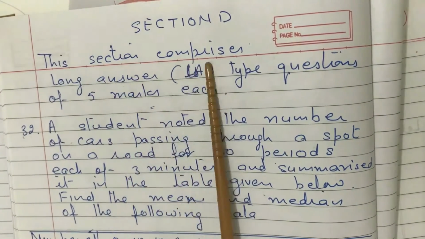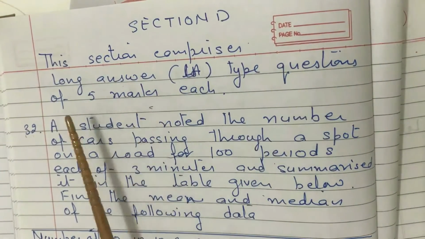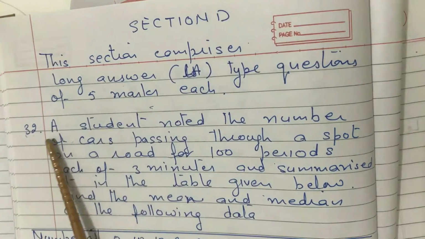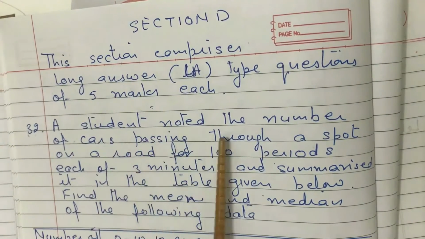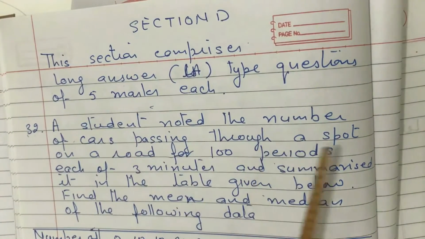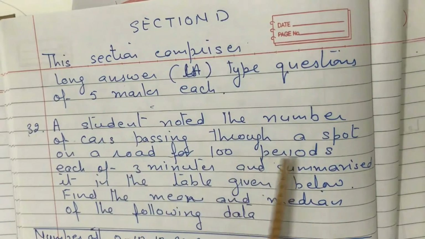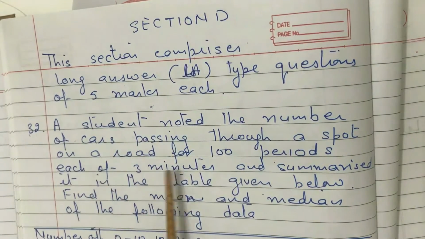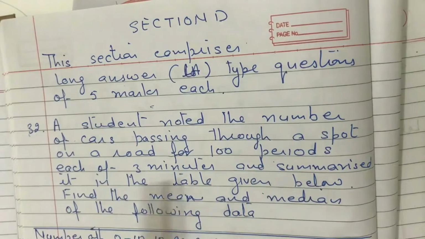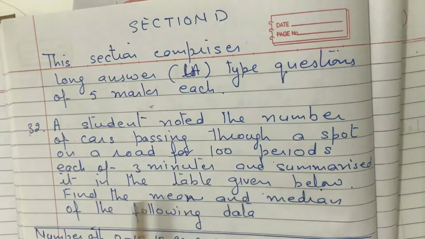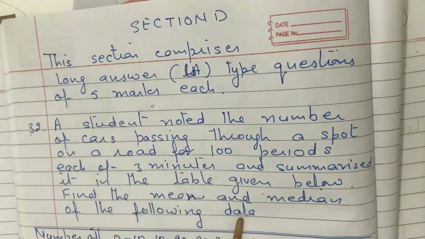Now this is section D. This section comprises long answer type questions of 5 marks each. 32nd question is, a student noted the number of cars passing through a spot on a road for 100 periods, each of 3 minutes, and summarized it in a table given below. Find the mean and the median of the following data.